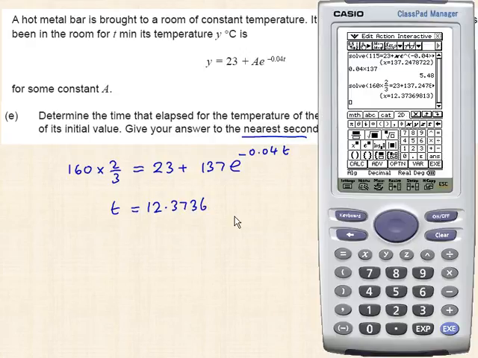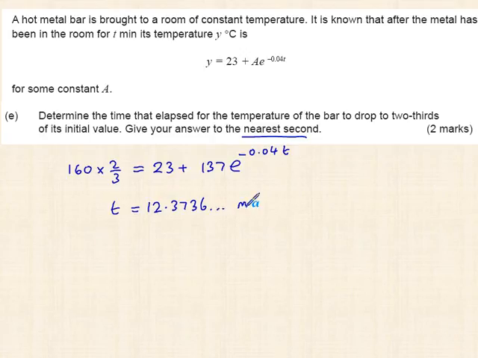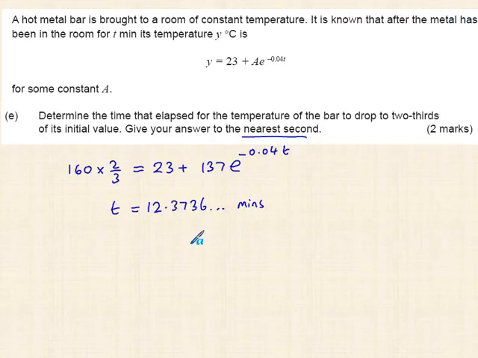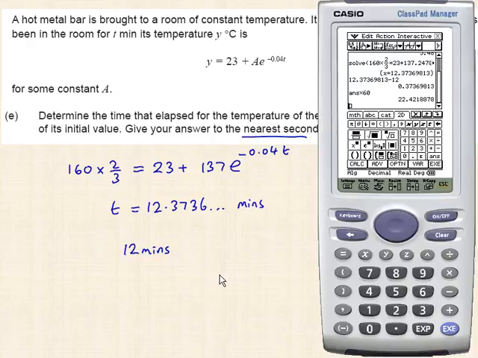And that's of course minutes. So to get the number of seconds, the thing to do is take the 12 off of this, and then multiply this by 60. That gives me 22 seconds. So it's 12 minutes and 22 seconds.